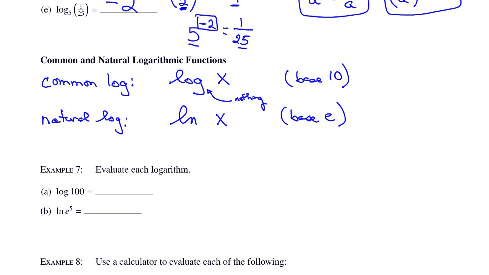Example 7. Evaluate each logarithm. A. Common log of 100. So the question here is 10 to what power is equal to 100? And of course the answer is 2. So the log of 100 is 2.